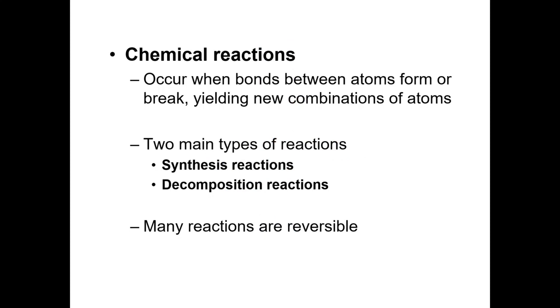Chemical reactions occur when bonds between atoms form or break, yielding new combinations of atoms. And there are two types of reactions: synthesis, which means basically production, and decomposition, which would mean the breakdown. And depending on the exact type, some of these reactions can be reversed. Most of them can. So if something happens, it can actually be chemically reversed the exact same way that it went.